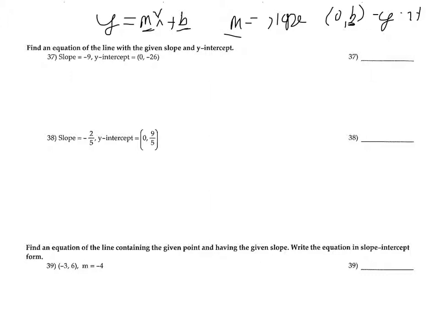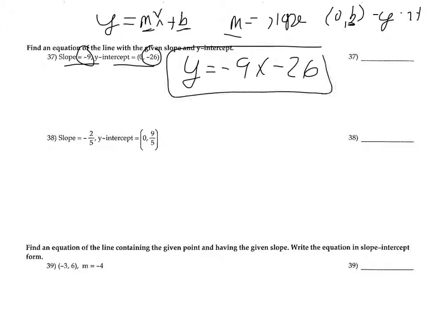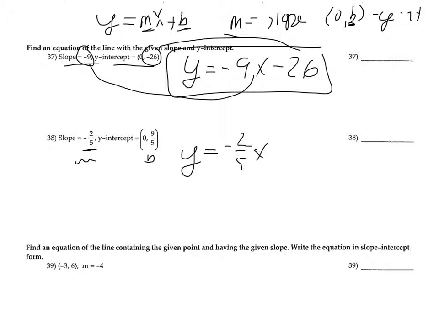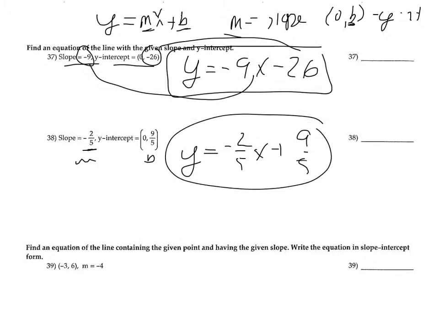Now here, when we're given the slope and the intercept, it's nothing more than plugging it in, this in for m and this in for b in our equation, so we can write this as y equals negative 9x minus 26. We plugged our m in for the m, our b in for the b, and we're done. Same thing down on number 38. We're given the slope, we have our m, we're given the b right there, so we can just plug those in, y equals negative 2/5 x plus 9/5, and that's the equation of the line right there.